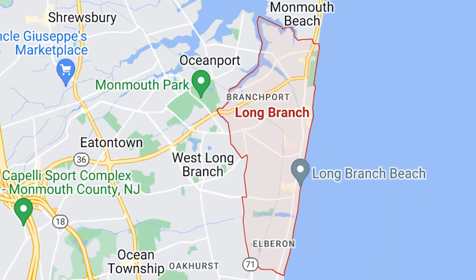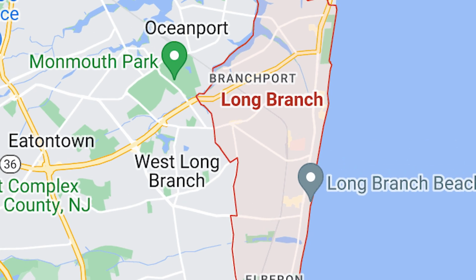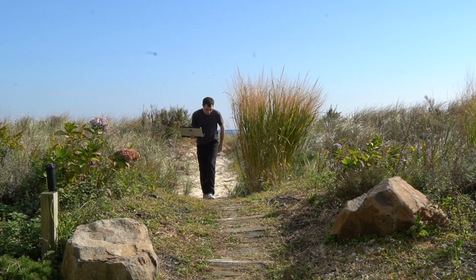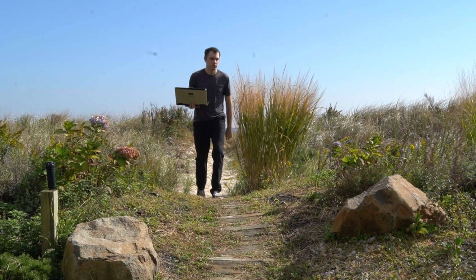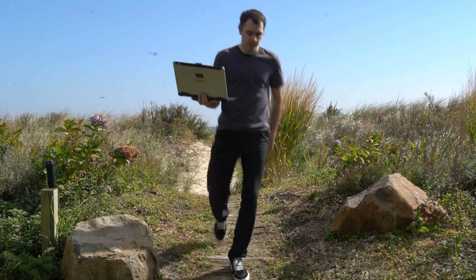Today we're in Long Branch, New Jersey. We are basically situated just about 10 miles south of Sandy Hook, which is the most northern point of the Jersey Shore and the Jersey coastline. But today's field study is geared more towards a long-term project where we're looking at changes over time to the berm and dune system, or beach and dune system.